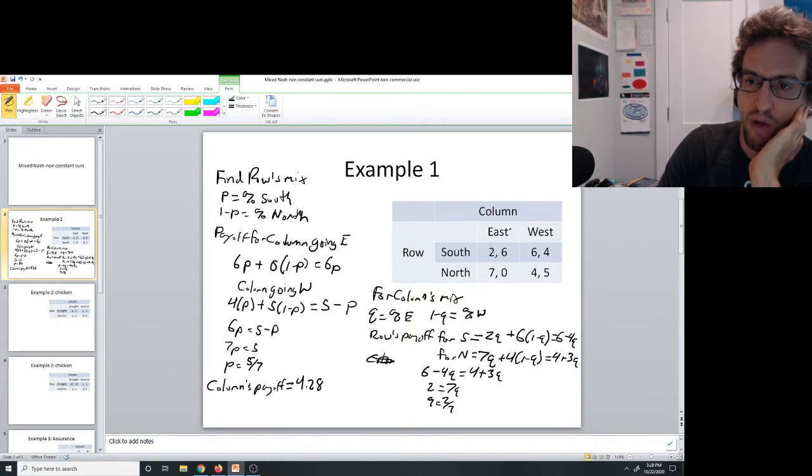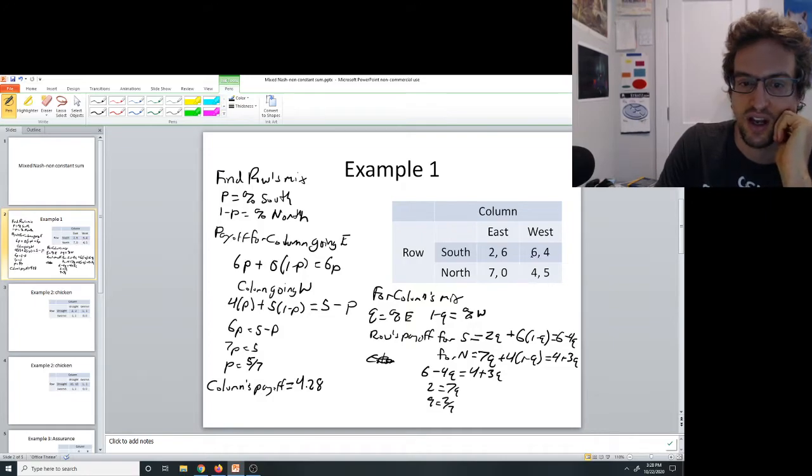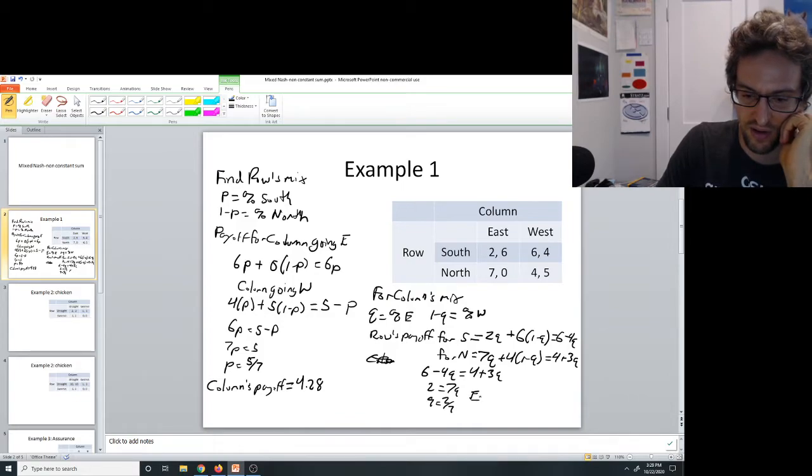That means that column is playing east 2/7 of the time and west 5/7. So that actually makes sense. Column's going to play west 5/7, and row is then going to play south 5/7, so they're going to end up here the most. That kind of makes sense, right? 6, 4 is close to the best for row, and not the best for column, but it's not terrible. Their best is 6.